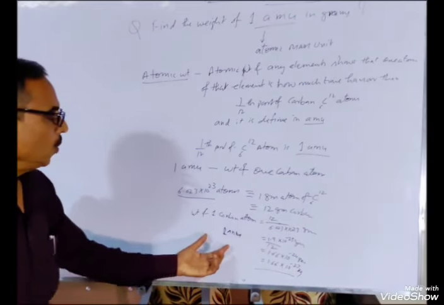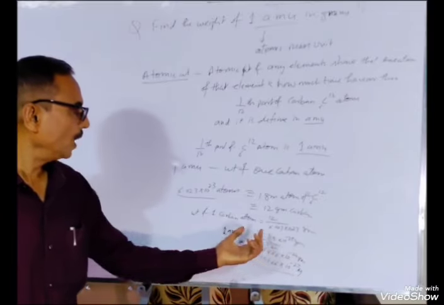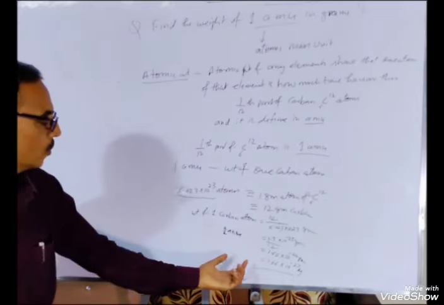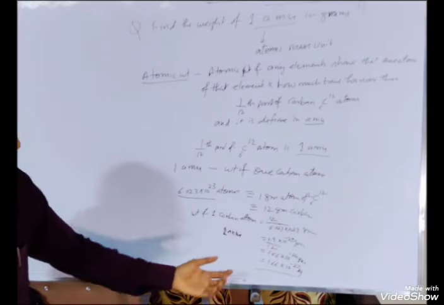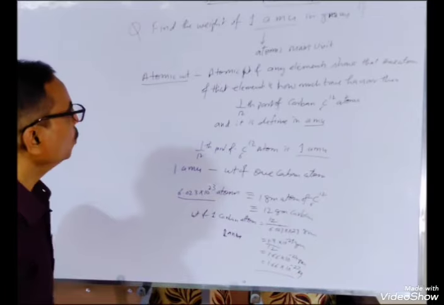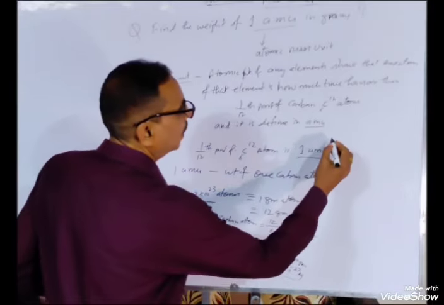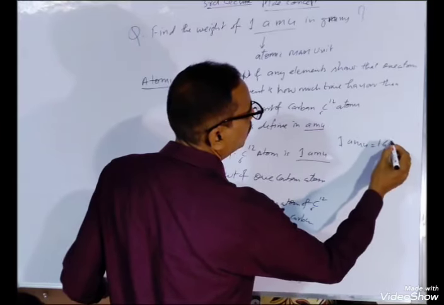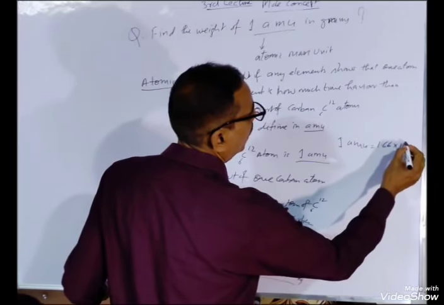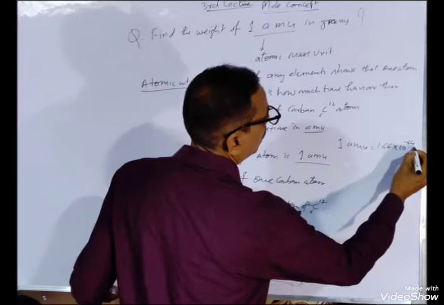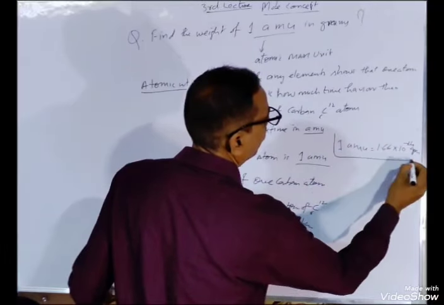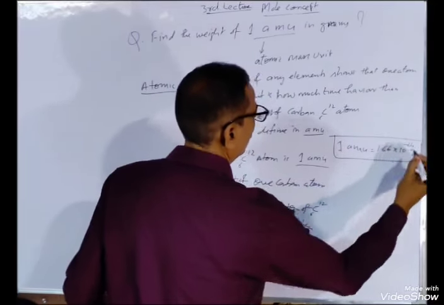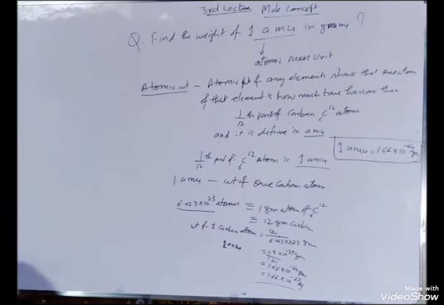So 1 AMU is 1/12 of the weight of 1 carbon atom. So this is the answer, 1.66 into 10 power. You only remember 1 AMU equals 1.66 into 10 to the power minus 24 gram. Next.